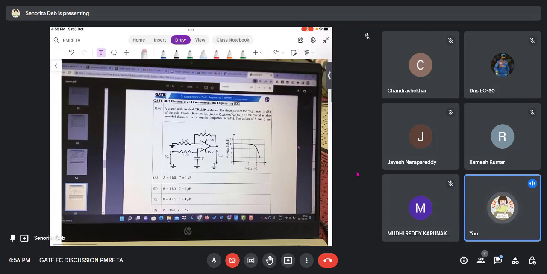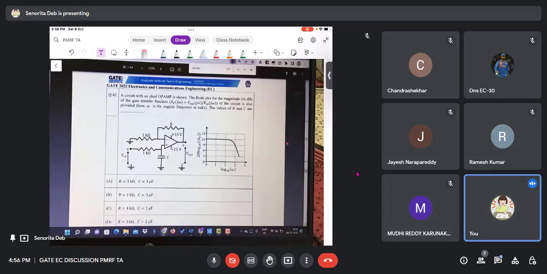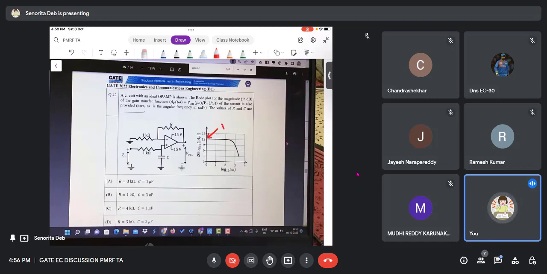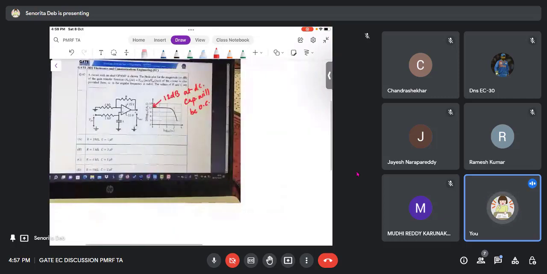Now you can see that, as I said, you should know how to solve Bode plots. From the Bode plot you can see that the gain at 0 is 12 dB, right? 12 dB at DC. Now at DC, what will happen to the capacitor? The capacitor will be open circuit, right? So now, how will the circuit look?